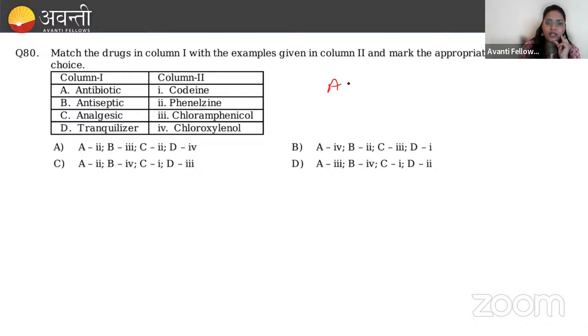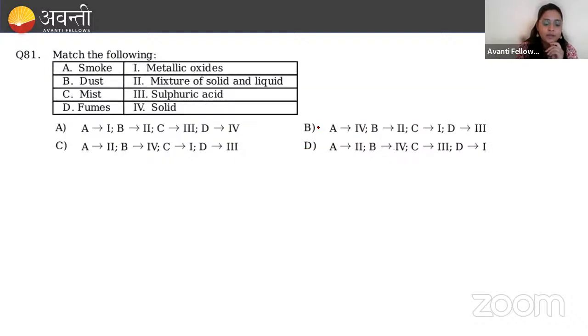So for A, it is what? 3. For B, it is what? 4. Analgesic, which is the analgesic? Codeine is the analgesic. So C के लिए हो गया 1. And tranquilizer, which is a tranquilizer? The remaining one will be the tranquilizer. Okay. So what is the correct answer here? Option D. So directly NCERT fact है. ठीक है. There is nothing extraordinary I am explaining here right now. यहाँ पे जो answer book में दिया हुआ है वो directly यहाँ से आपको ध्यान में रखना है. And you can easily match these drugs with their examples.